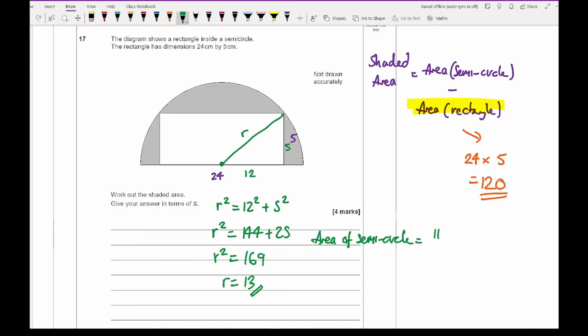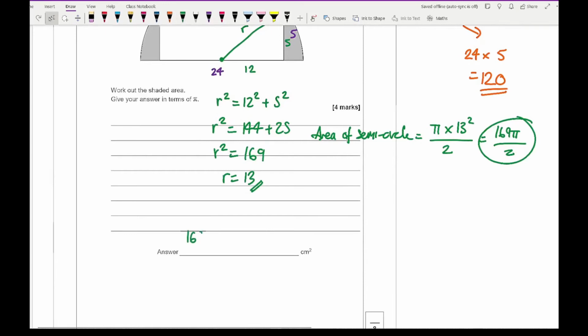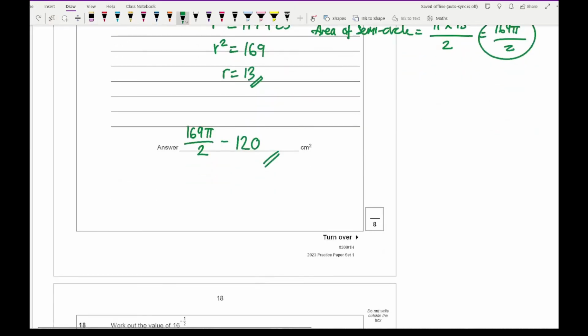So therefore, the area of the semicircle is going to be pi times 13 squared divided by 2. So that's going to be 169 pi over 2. So then from this, to work out the shaded area, in terms of pi, it's going to be 169 pi divided by 2 minus 120. And again, let me just write this as a decimal in case you converted it, in which it would be 84.5 pi minus 120. So that would be another possible answer you could give.